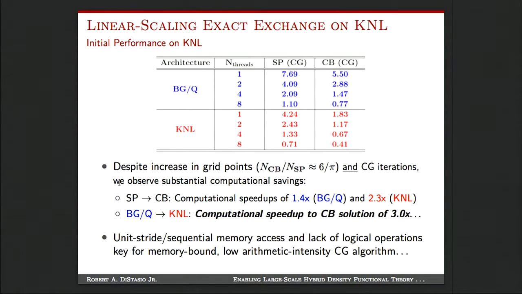So again, despite a significant increase in the number of grid points, right? It's going up by a factor of 6 over pi, approximately 2. And the number of CG iterations, which are going up for these problem-sized domains about 30% more iterations, you see already that we observe substantial savings, right?